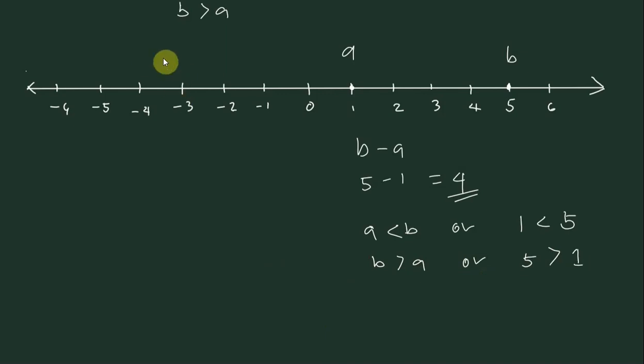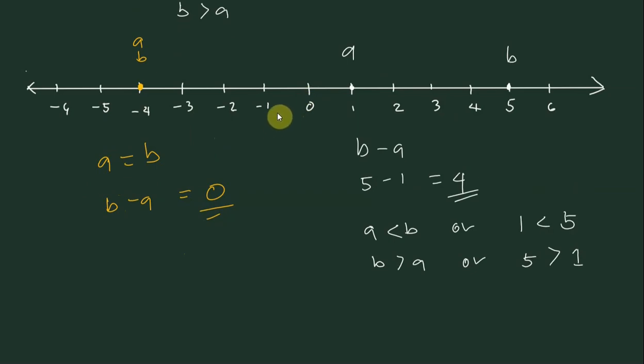What if the two values are on one coordinate? Let's say a and b are both here at -4. If that's the case, then we say that a is equal to b, because they have the same value. And if we take b minus a for that, we have b minus a is equal to 0. With that, we have established the order in the real number line.